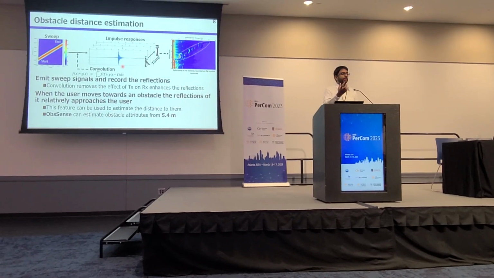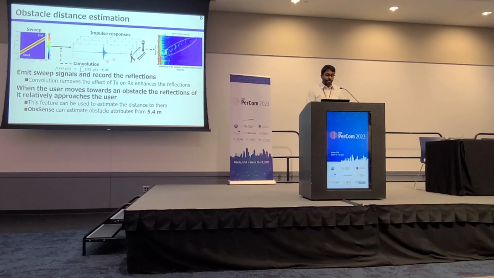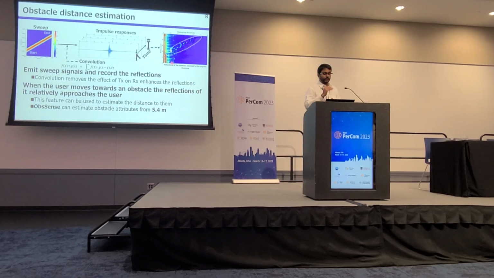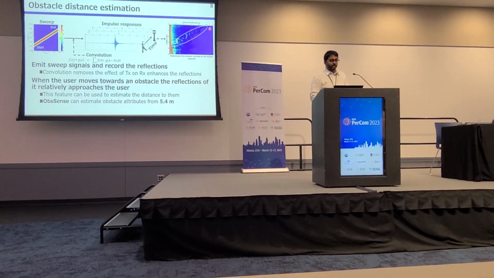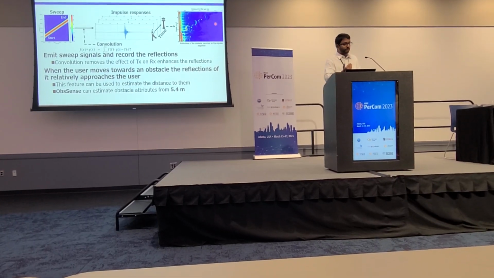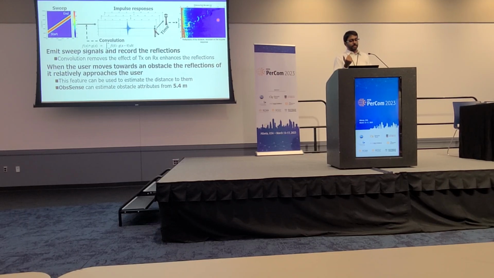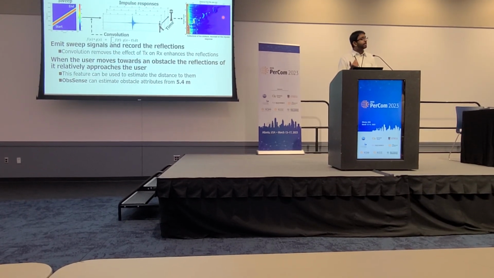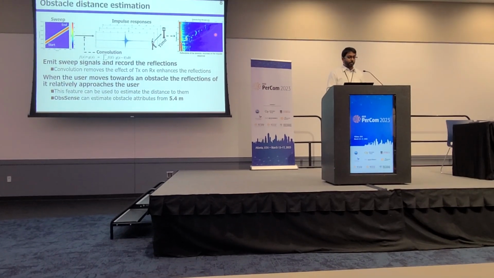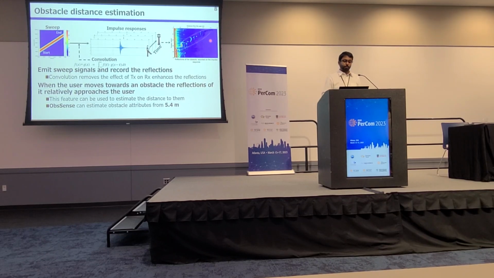So, if a user collected impulse responses while moving towards an obstacle, and if we stack these impulse responses according to the time they were collected, what we can observe is that the reflections of the obstacle get closer and closer to the user with time. So this feature can be employed to estimate the distance between the user and the obstacle, and our method can estimate obstacle attributes from as far as 5.4 meters.